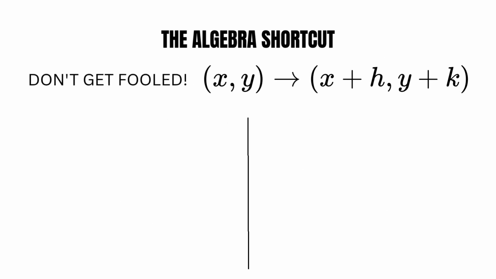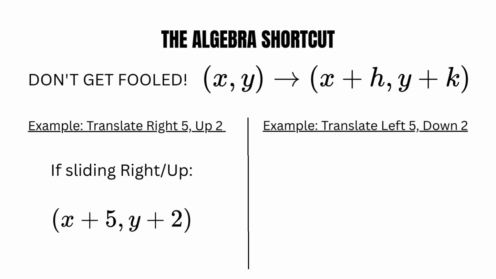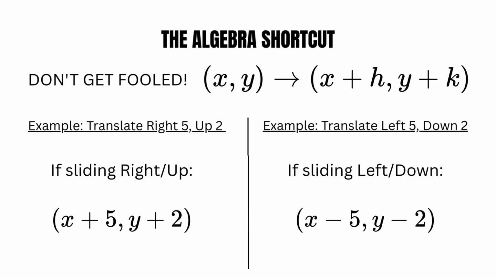Now, don't let those plus signs fool you. You won't always be adding. In math, the variables h and k are just placeholders for the numbers the translation gives you. Think of h as your horizontal shift and k as your vertical shift. If you are sliding to the right or up, h and k will be positive numbers, so you add them. But if you are sliding to the left or down, h and k become negative numbers. And remember, adding a negative number is the exact same thing as subtracting a positive.